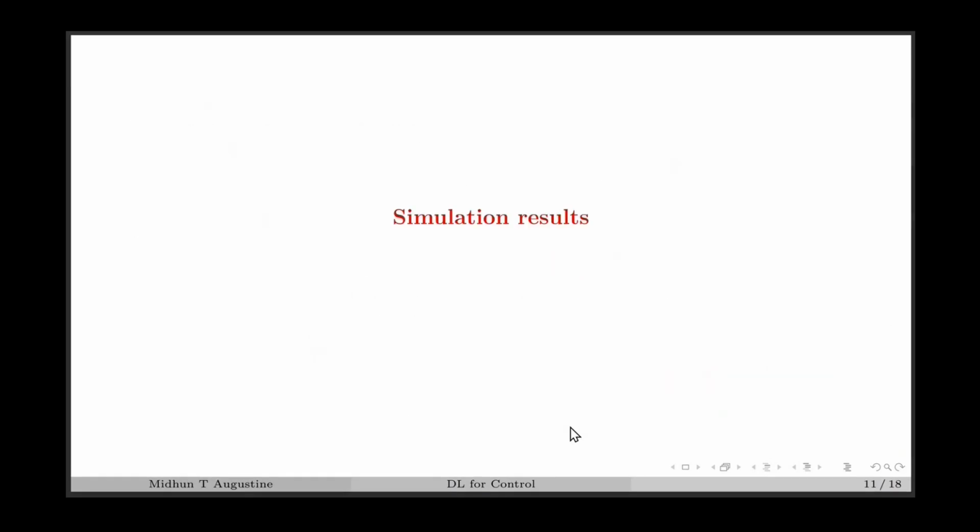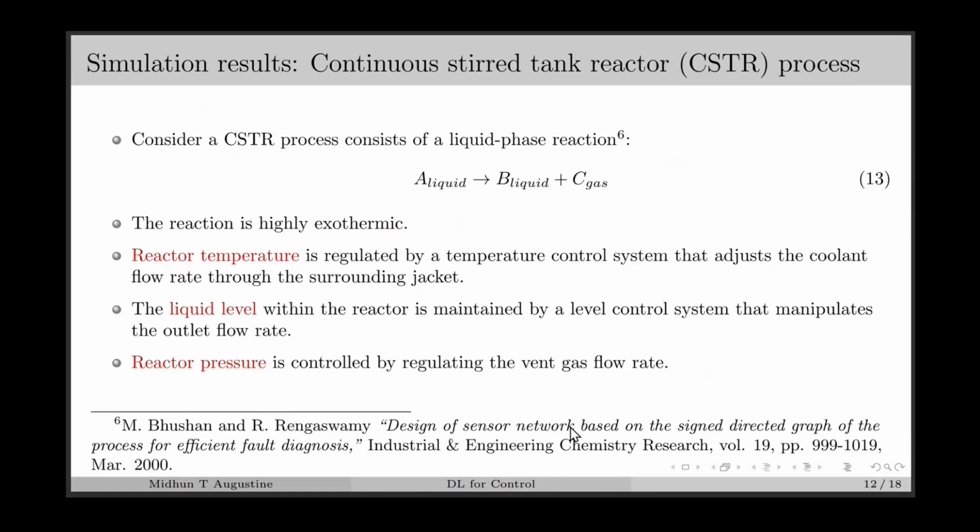Next, we move on to a numeric example of the RAEO. Here we consider a continuous stirred tank reactor, or CSTR, process. The process consists of a liquid phase reaction where the liquid A is converted into a liquid B and also a gas C. This reaction is considered to be an exothermic reaction.